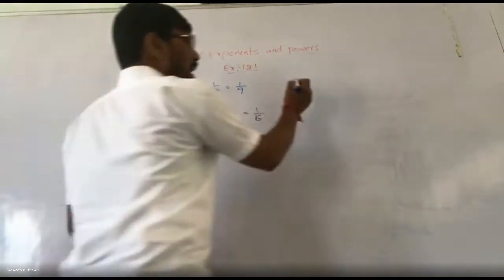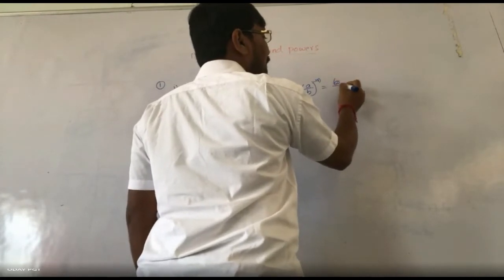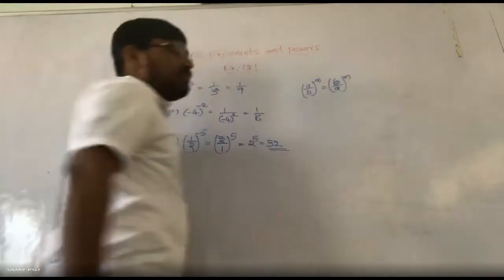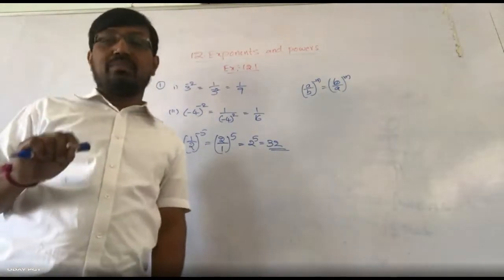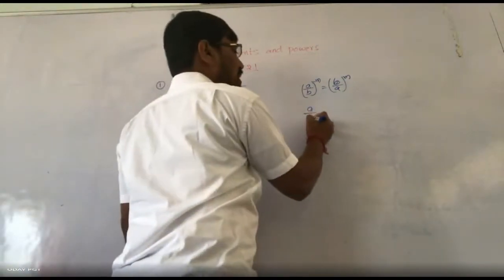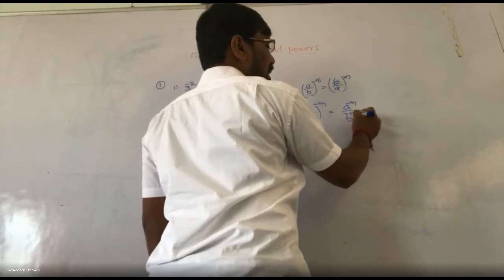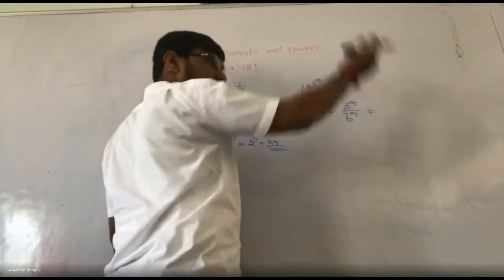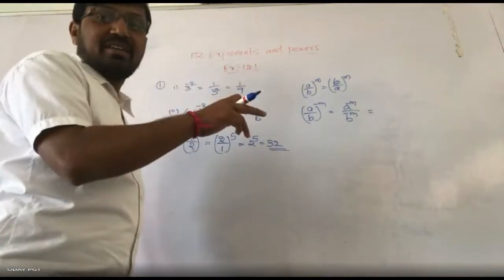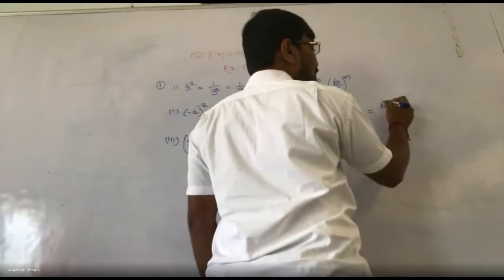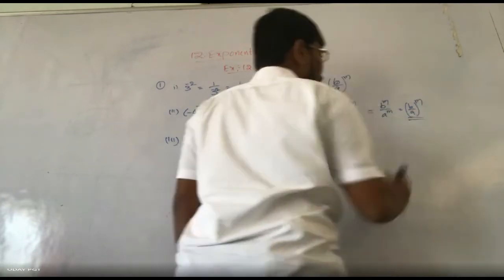You do remember that a by b whole power minus m is nothing but b by a whole power m. This is also like one law you can take into consideration. But how do we get it? a by b whole power minus m can be written as a power minus m, b power minus m. When you take a power minus m down, the power will become positive. b power minus m, if you take it to the numerator, becomes positive. So we can write it as b power m by a power m, which can be written as b by a whole power m. So that's why.